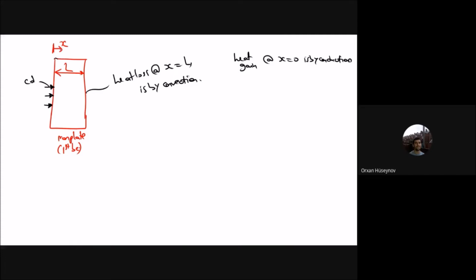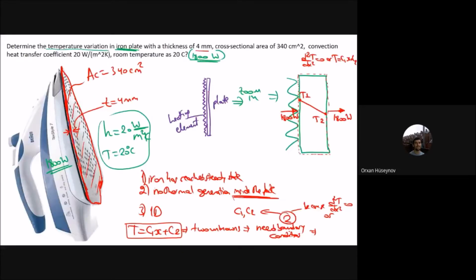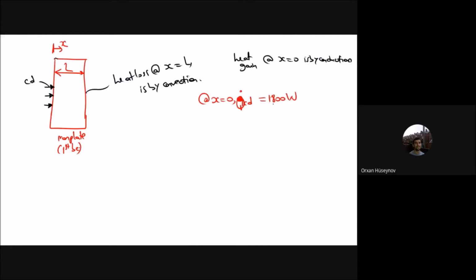For the first part, the x distance is this one, and I can just write that at x equals 0, you will have q dot cd, which is 1800 watts actually, 1800 watts. And now let's write the equation of q dot cd. The q dot cd will be equal to negative k A dT by dx. Okay, and this one will be negative k, the area, dT by dx.